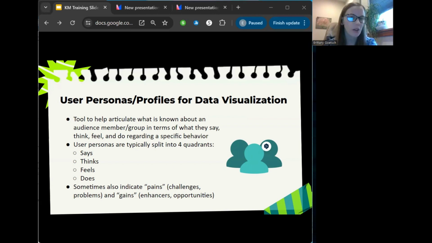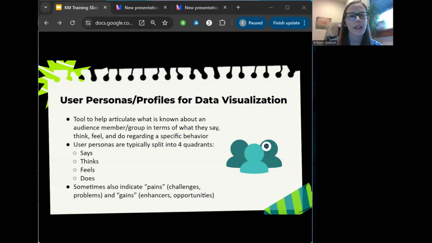So this is a tool. A user persona is a tool that can help you articulate what is known about an audience member or a group in terms of what they say, think, feel, and do regarding a specific behavior. So a user persona is typically split into 4 quadrants: what they say, what they think, what they feel, what they do. It also sometimes indicates pain points, so what are challenges, what are gains, so enhancers and opportunities.